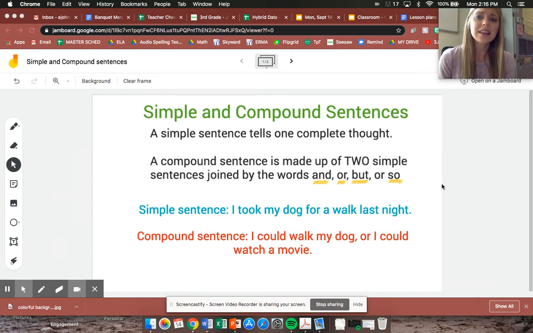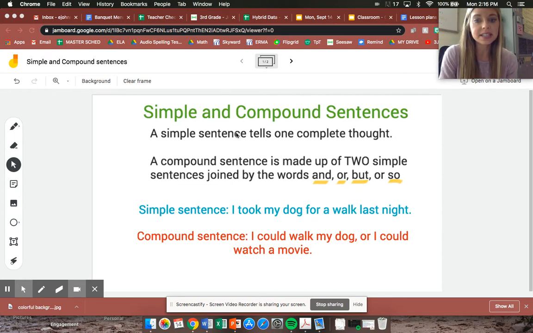And this is not like the types of sentences that we did last week, like interrogative, declarative, exclamatory. Okay, these sentences, like an exclamatory sentence, can be either a simple sentence or a compound sentence. Okay, so let's do some examples.